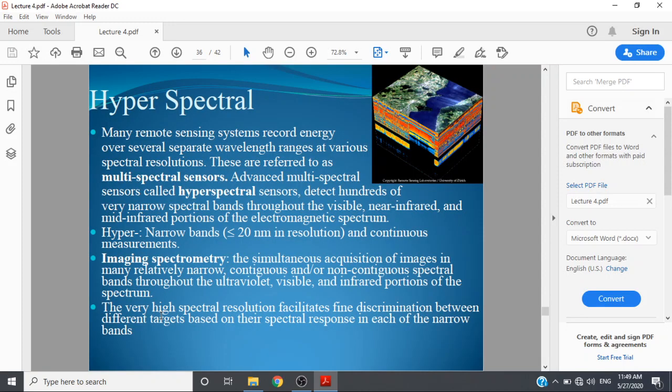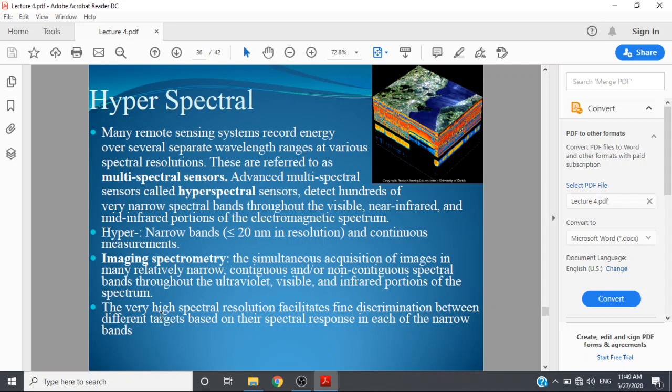In hyperspectral, many remote sensing systems record energy over several separate wavelength ranges at various spectral resolutions. These are referred to as multispectral sensors. Advanced multispectral sensors called hyperspectral sensors detect hundreds of very narrow spectral bands through the visible, near infrared and mid infrared portion of the electromagnetic spectrum. Hyperspectral bands are narrow, less than 20 nanometers in resolution, with continuous measurement.